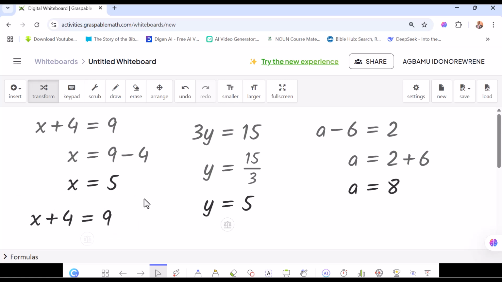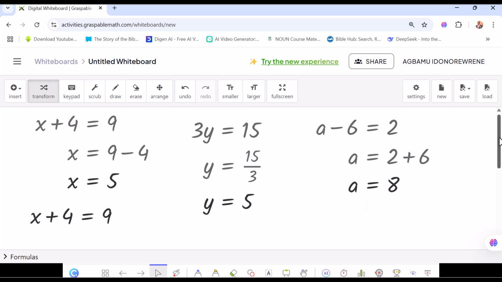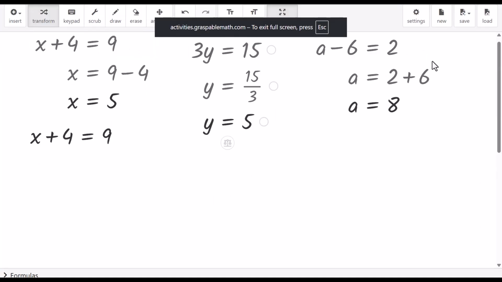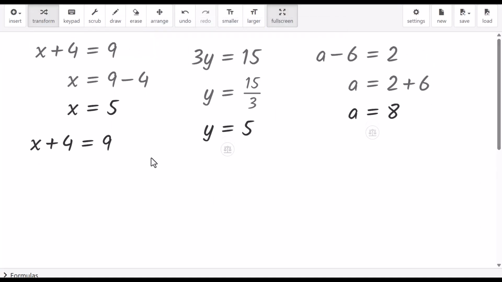So let's see. If I want to do my checking, let me do full screen so that I can have more space. Okay. Now that I've typed it again, if you drag this 5 into this place, you can see that it's been highlighted. As you leave it, you see that I've tested it for you. What is 5 plus 4? As you click on it, you can see that 5 plus 4 is 9. So 9 equals 9. That means this answer is correct.